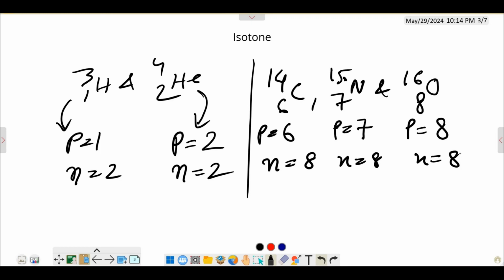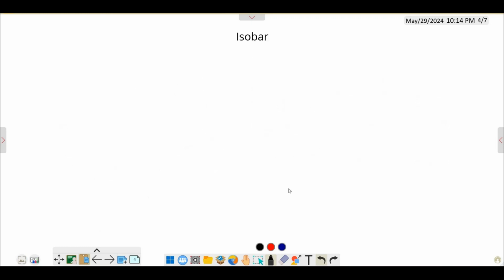So now we will go through the next topic, that is isobar. Now what is basically isobar? So isobars are basically the atoms with same mass number. So basically the summation of number of protons and neutrons would be same.